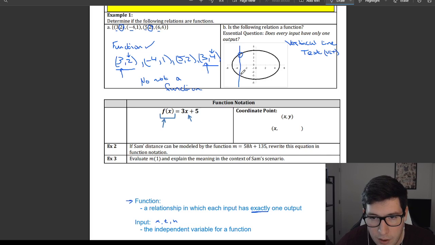But if we're looking at this, we see, hey, this crosses twice, which means that -3 here is actually going to have two outputs. And I know what they're going to be. They're going to be here and here. It's going to be about 3 and about -3. So because this one input has two outputs, or it crosses that vertical line in more than one spot, I know this isn't a function.